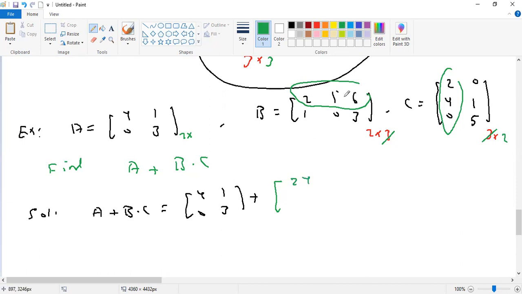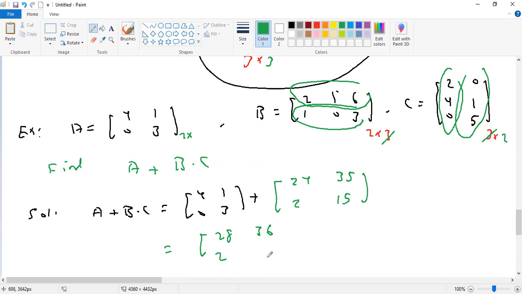Now the second column: 2 times 0 is 0, plus 5 times 1 is 5, plus 6 times 5 is 30, so it's 35. Now we multiply the second row by each column. By the first column: 1 times 2 is 2, 0 times 4 is 0, 3 times 0 is 0, so only 2. Then 1 times 0 is 0, 0 times 1 is 0, 3 times 5 is 15. Here I have 15. So it equals 4 plus 24, which is 28. This can be added, 2 by 2 and 2 by 2. 1 plus 35 is 36, 0 plus 2 is 2, and 3 plus 15 is 18. So this is the answer.